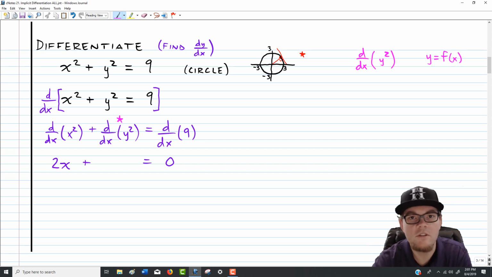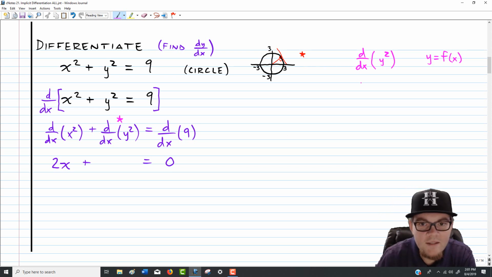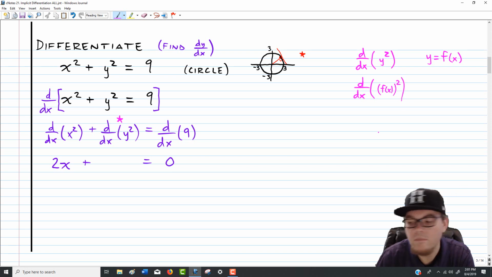But y has some connection to x. With that said, what that does is it transforms our expression from being the derivative with respect to x of y squared into the derivative with respect to x of f of x squared. Now that's not actually that difficult to differentiate. In fact, this is just a chain rule problem. All we have to do is focus on the derivative of the outside and the derivative inside and work our way through all the individual pieces. So in fact, let's do that.